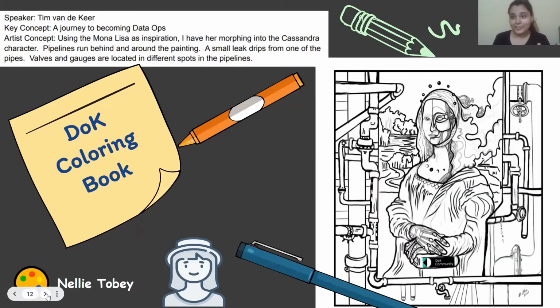Another unconventional resource that I have for you is DoK's coloring book. As you can see here, Mona Lisa morphed into the Cassandra character. Basically, DoK is all about combining two things that don't usually go together, like technology and art, technology and music. So I believe DoK is all about unique combinations. And it is developed by Nelly Toby. So make sure you go through it once.